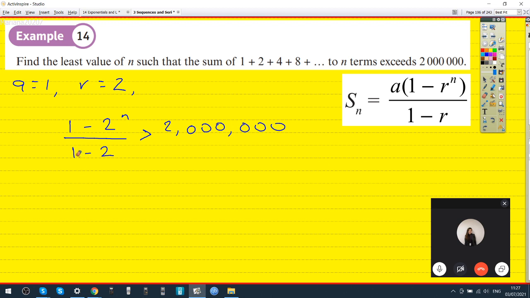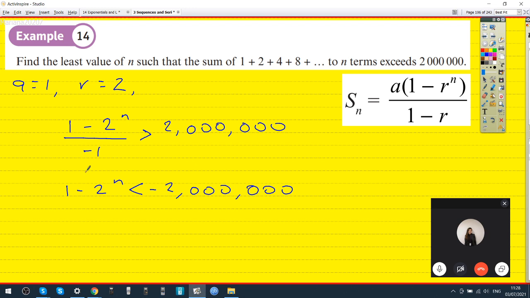And then do you want to get rid of the 2 million on the right? Oh no, you can get rid of the minus 1. Times by minus 1, so it gives you minus 2 million on the right. What's on the left? 1 minus 2 to the n. What's in the middle? It's now less than, because you multiplied by a negative. So watch out for that. That's why they use these a lot, to check if students will do that.